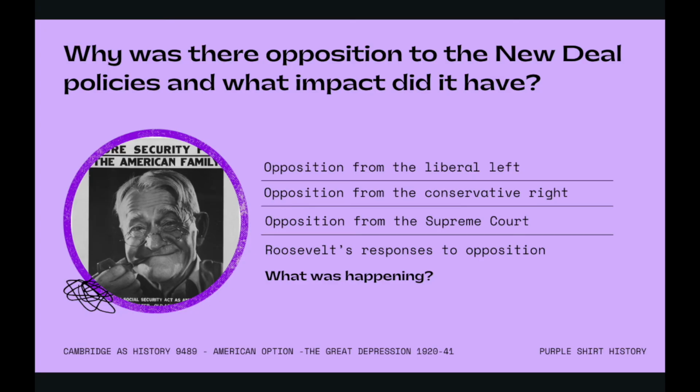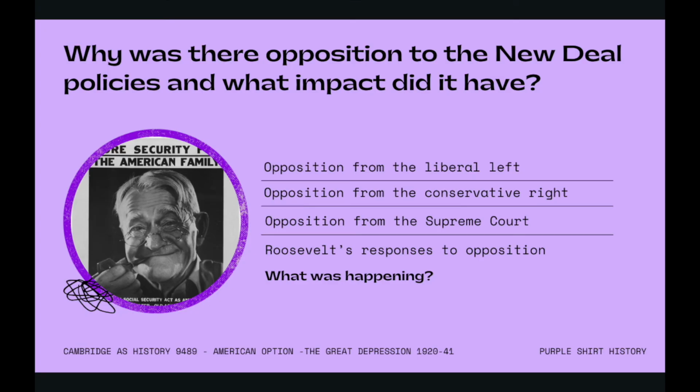A lot of the people on the right thought Roosevelt was acting way beyond his mandate. They tried to stop the New Deal and were successful in limiting it. All in all, the conservatives, it makes a lot more sense for them to be ideologically opposed to the New Deal. Opposition from the Supreme Court.